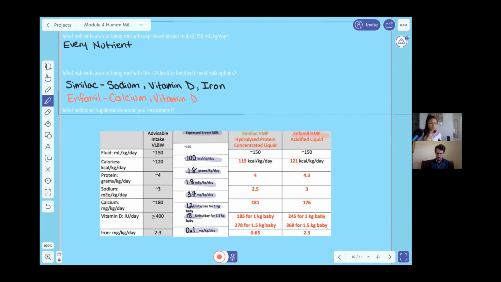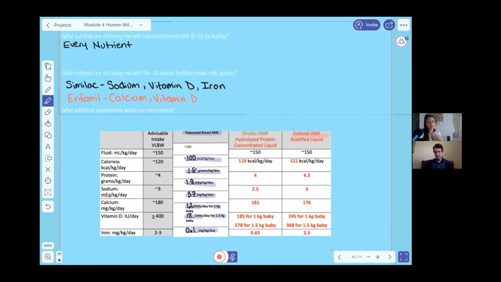And so now, what additional supplements would you recommend? Well, obviously, we know the nutrients that are not being met, right? So if the baby's on Similac, we would consider giving them a sodium supplement. I know that in Dr. Abel's modules and in her presentation, although it's kind of funny, Nick, because I think we're all, as dietitians, we always learn like, oh, sodium's so bad. But in the case of the premature infant, sodium is actually very, very necessary.